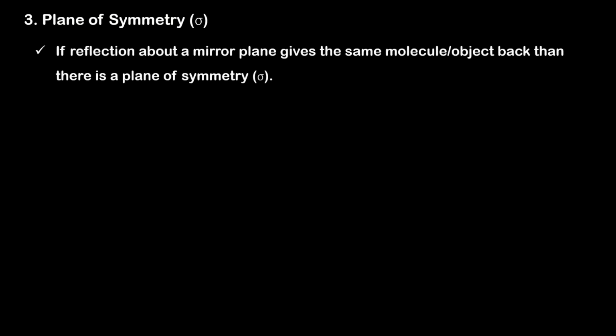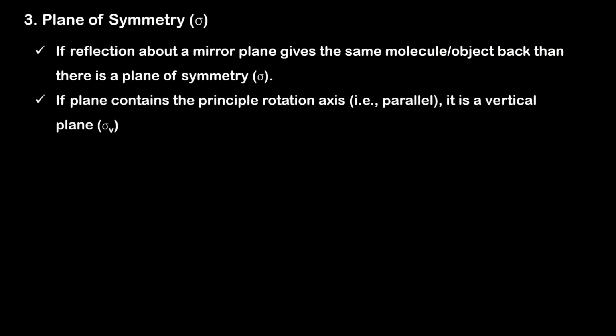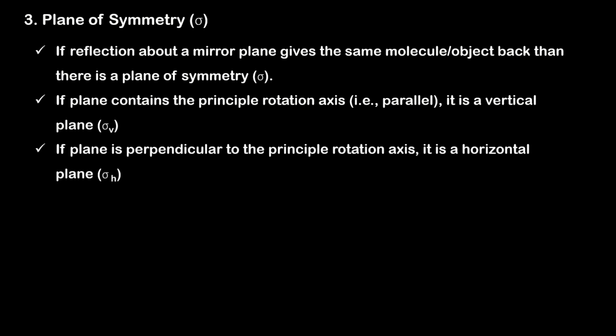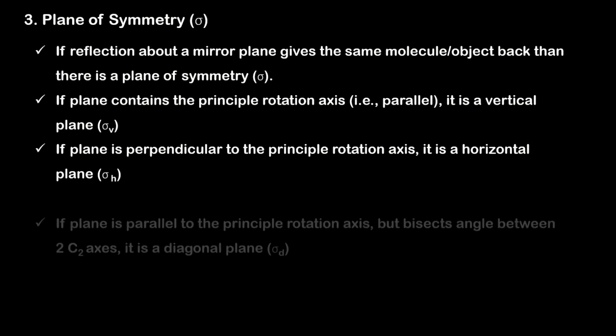Next, that is plane of symmetry, which is denoted as sigma. If reflection about a mirror plane gives the same molecule or object back, then there is a plane of symmetry, that is sigma. If the plane contains the principal rotational axis, that means parallel, it is a vertical plane, sigma v. If the plane is perpendicular to the principal rotational axis, it is a horizontal plane, sigma h.